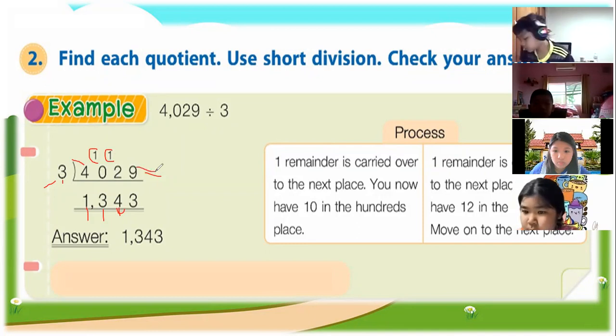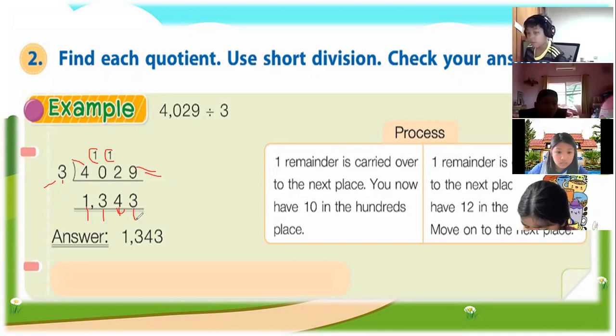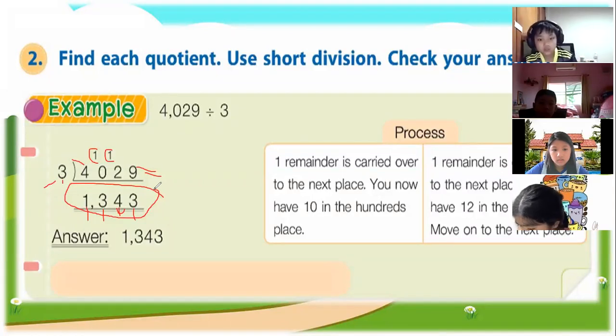Now we are going to divide the 1 place. At the 1 place, we have 9. We use the table again. 3 multiplied by 3 is equal to 9. So 3 we are going to write here. 9 minus 9 is equal to 0. So we have the quotient number 1343. Okay, so this is the short form of the division.